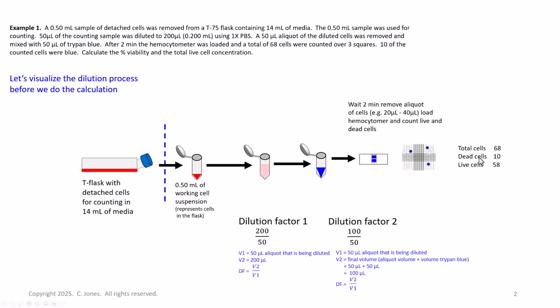So in the problem, we were given total cells of 68 cells total. There were 10 dead cells, okay? So we have 58 live cells. All right. So now that we've visualized the problem, let's solve the problem. Again, our total number of cells was 68. The number of live cells was 58, 68 total cells minus 10 non-viable or dead cells.